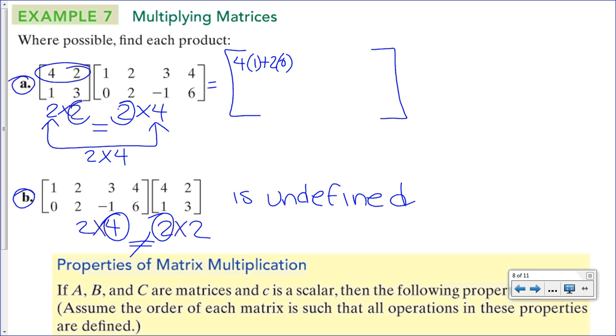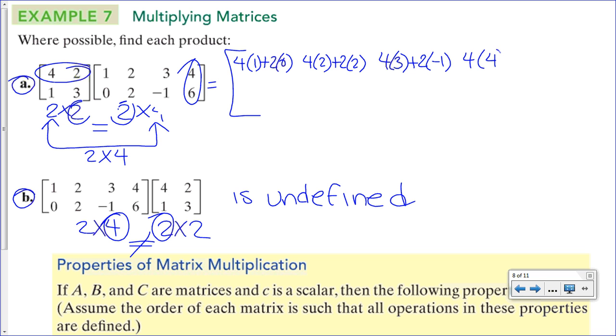And we're done with the first column. Now we're still on the first row times second column. So that will be 4 times 2 plus 2 times 2. And it looks like I'm going to need more space. Then we're done with the second column, so now we move to the third column, still on the first row. So 4 times 3 plus 2 times -1. We're done with the third column. Now we move on to the fourth column. So that will be 4 times 4 plus 2 times 6.